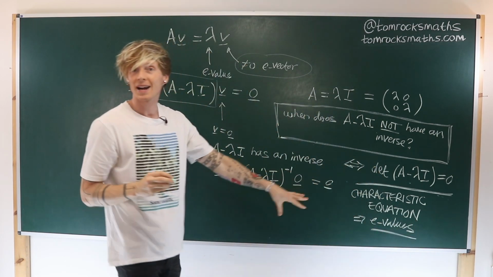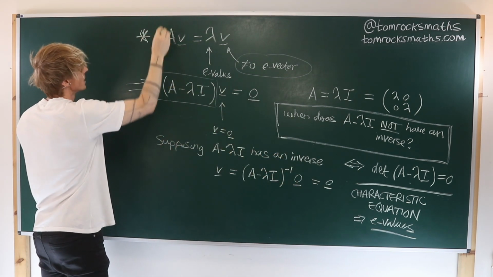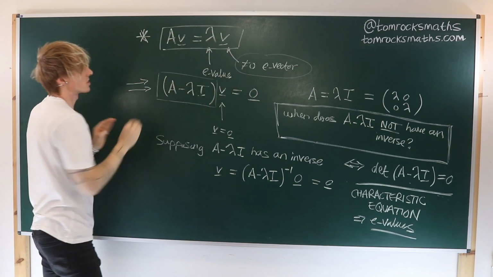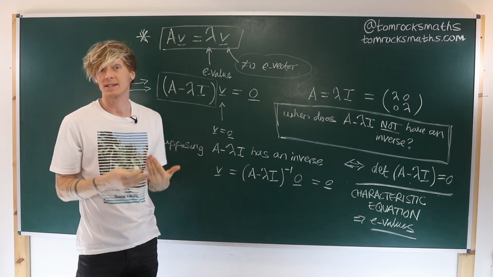And once we have the eigenvalues lambda, we go back to our equation at the top. Here we substitute in for lambda, and then we can solve for our eigenvector v.